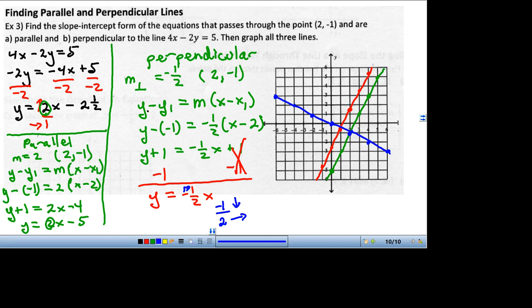There you go. And I don't know if you'll see it, I'll put it in black. This line is perpendicular to the red, and actually it's perpendicular to the green. The reason being they both have the same slope, so it's got to be perpendicular.